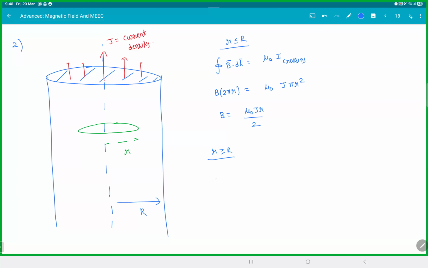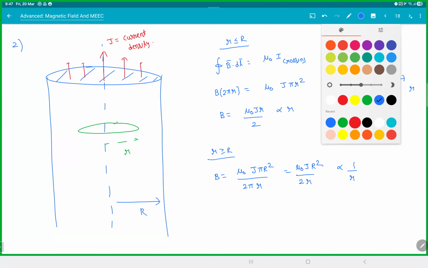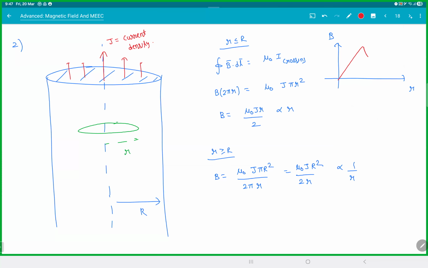For r greater than R, it will be simply like a wire at the center: mu naught I by 2 pi small r, with I equal to mu naught J pi R square. So outside it is 1 by r and inside it's a linear function. If it's a mains or BITS question, they'll ask you for the graph. It will be a linear function, increasing till there and then it decreases.